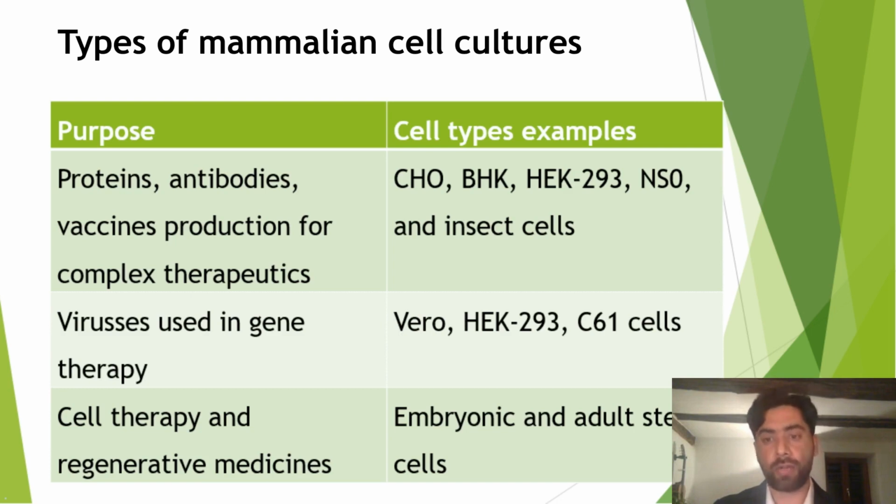We can also use HEK293 cells, which are one of the most powerful cell lines available and can be used for different kinds of purposes. We can also use C61 cells. And then finally, if we want to go for cell therapy or regenerative medicine or even personalized medicine, for that purpose we mostly use pluripotent stem cells. These are mostly embryonic stem cells or adult stem cells. They would then be differentiated into specific cell types, and those cell types would then be given for cell therapy or regenerative medicine.